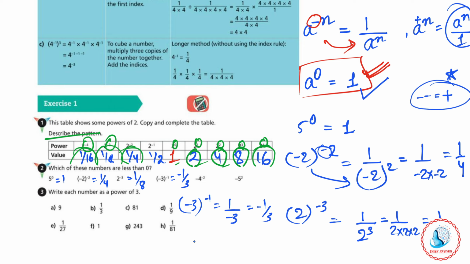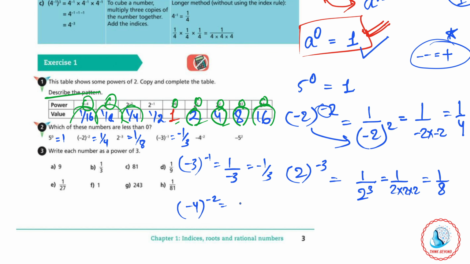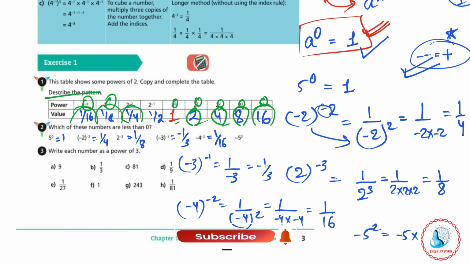Now for minus 4 raised to power minus 2, it will look like 1 over minus 4 square. So 1 over minus 4 times minus 4, and minus times minus is plus, so it is 1 over 16. Now minus 5 square, which is minus 5 times minus 5, which is going to give you 25, a positive number. It is 25.